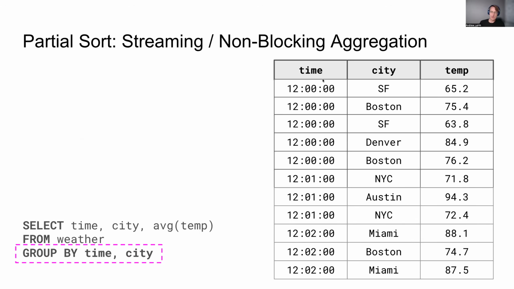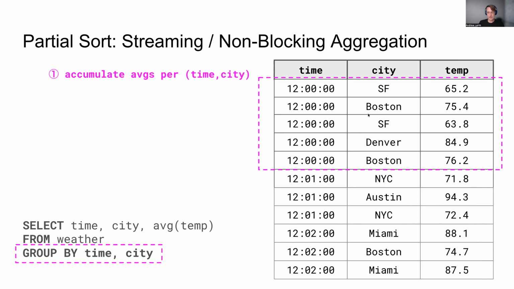So in this case, again, the data is ordered by time, but not city, right? Ordered by time, and I'm trying to do, in this case, find the average temperature grouped by time and city. So in this case, you can again start scanning down the input relation. In this case, find all the rows that have 12 o'clock. Once you hit a new value in your order by key, nothing's ever going to have 12 o'clock again.